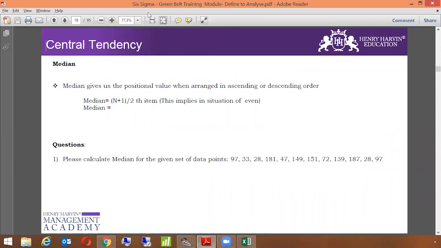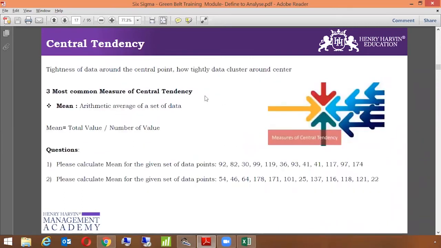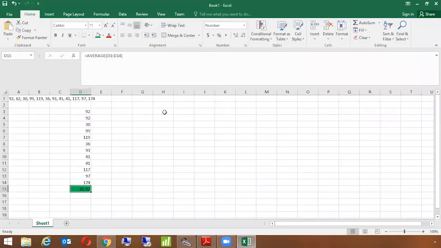The second thing which we have in central tendency is called median. Median gives us the positional value when we arrange the data in a descending or an ascending order. Median can be calculated in Excel, and it can also be calculated manually. Let's do a demonstration, and then we will be able to understand it better. I'm just copying these values and pasting them here.